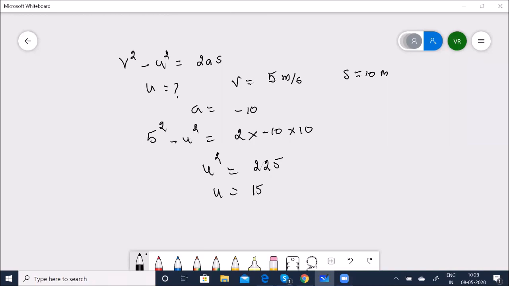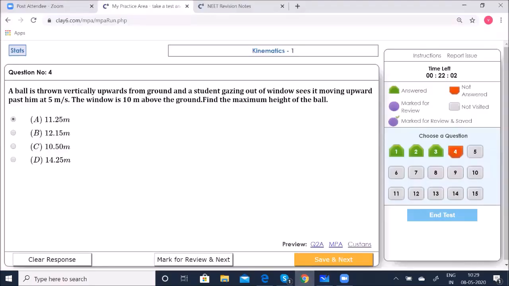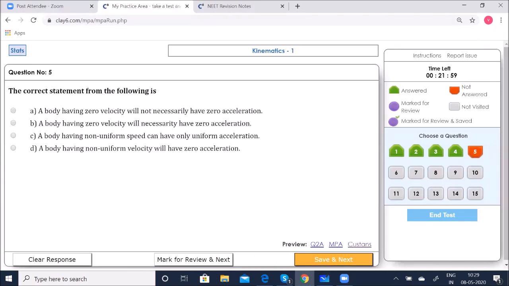But we are not asked to find out U now. Instead, he is asking you for the maximum height. Okay, so H is equal to U squared by 2G. This is what I told you. Whenever the object is under free fall, H is equal to U squared by 2G. In place of U squared, let us substitute 225 divided by 2 times G. Let us take G as 10. So when you simplify, you get H to be equal to 11.25 meters. Let's see which option is correct. Option A is correct. Save that and go to the next one.